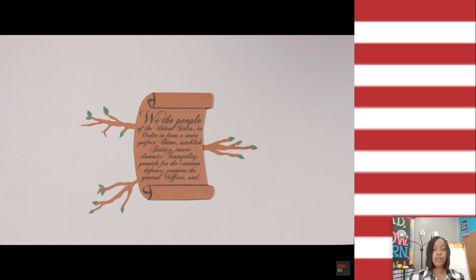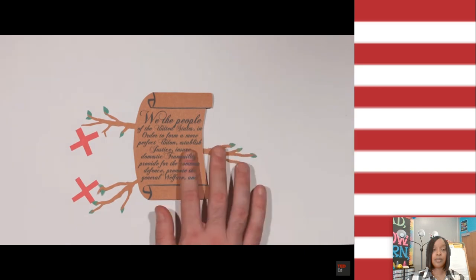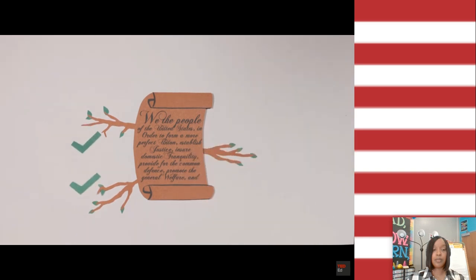This would ensure that no one branch would ever become too powerful, because the other branches would always be able to check the power of the other two. These branches work together to run the country and set guidelines for us all to live by.